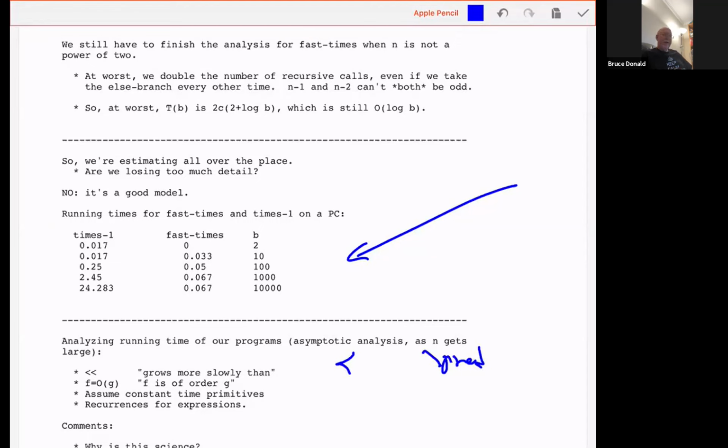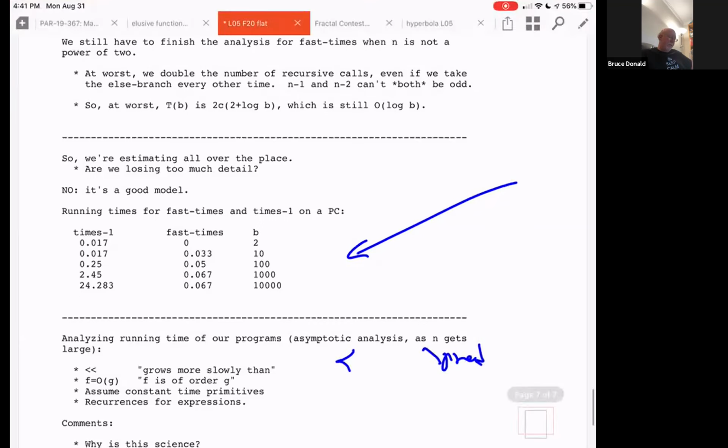In this lecture and others, we'll assume constant time primitives. We'll see some non-constant time primitives, in fact, linear time or worse, in future lectures, so you have to be careful about those. And we looked at recurrence relations for expressions. So I have a few questions here.